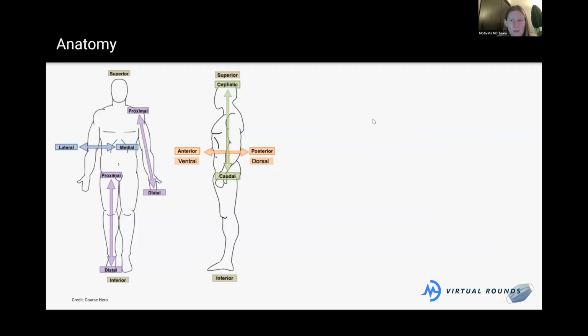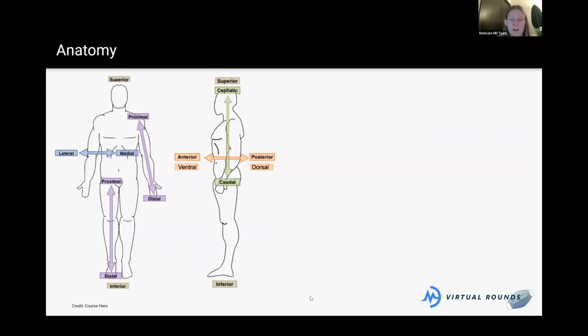So just to orient you guys, I did not know these terms before I started taking anatomy in medical school. Because there's anterior, posterior, lateral, medial, those sorts of things, I just want to make sure that everybody is on the same page with what those mean. So first looking at anterior and posterior, anterior is going to be closer to the front of your body and posterior is closer to the back of your body.